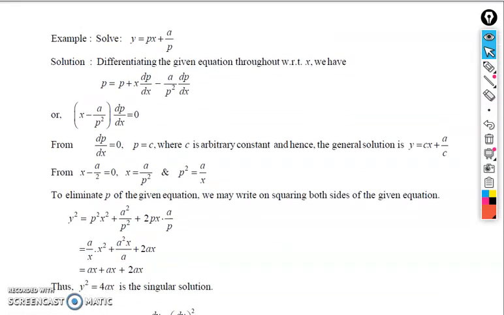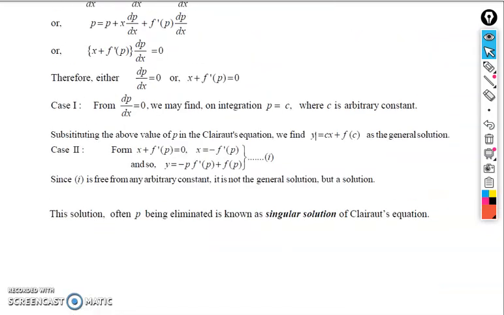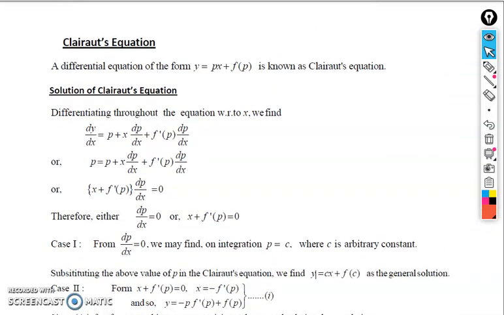So this one is an example. Solve y equals px plus a/p. You can easily observe this problem is solvable for y, and there is a px term. When we consider the Clairaut form, that should be px. It should not be p by 2x, it should not be 2px, it should not be p squared x. Only for px does this equation become a Clairaut equation.